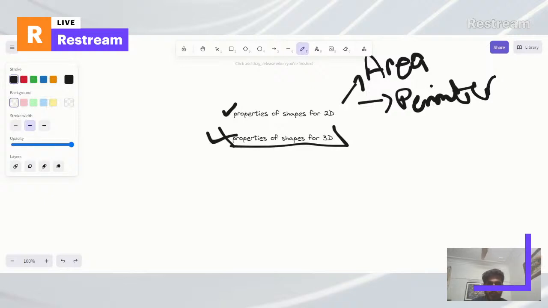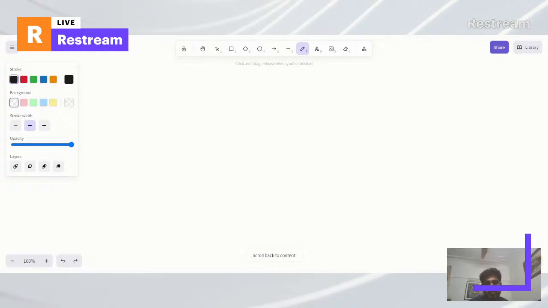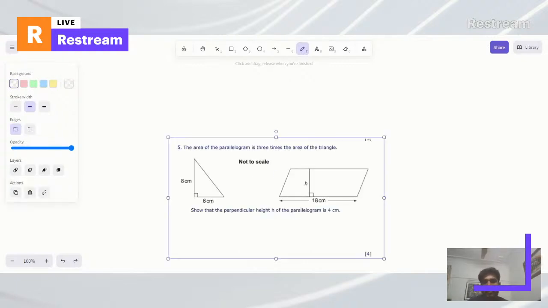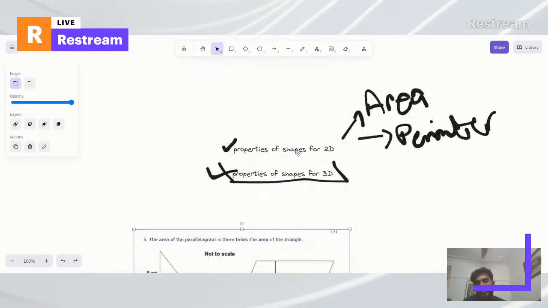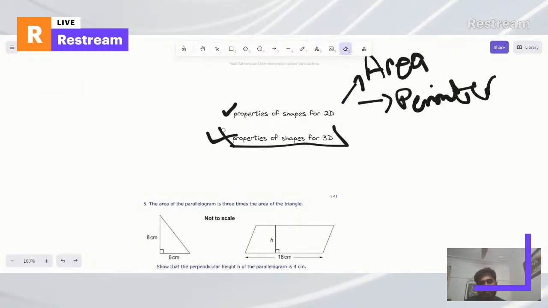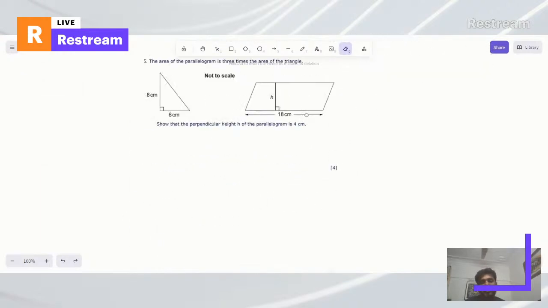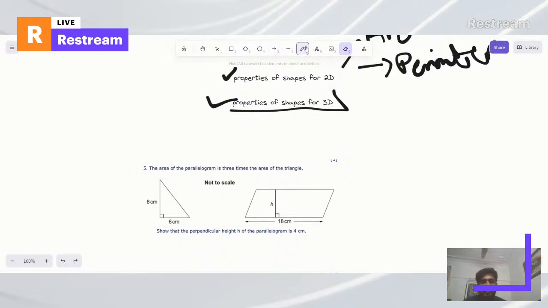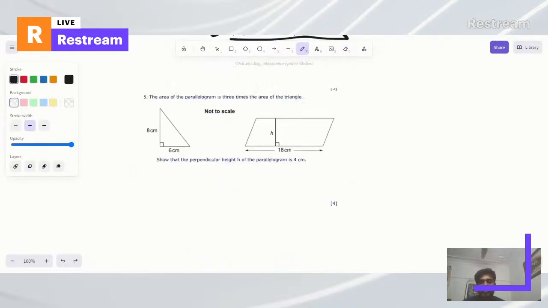So let's look at this type of question. This is one of the types of questions that we get in the exams, right? This is for the 2D shapes. This is just for the properties of 2D shapes, right? So this is a question.